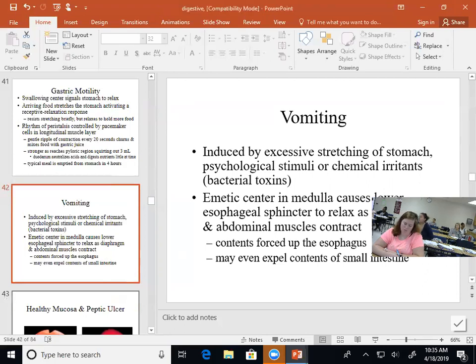But vomiting is protective. It's protective because it helps you to expel potential poisons and toxins. So you want to be able to vomit. You also need to vomit if there's a viral or bacterial cause of inflammation of the stomach, because you need to get rid of it.